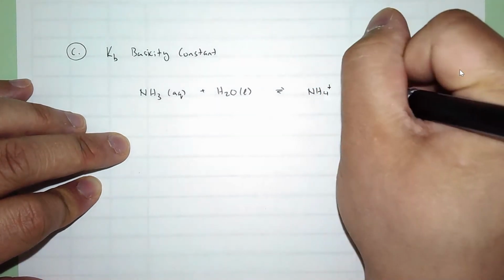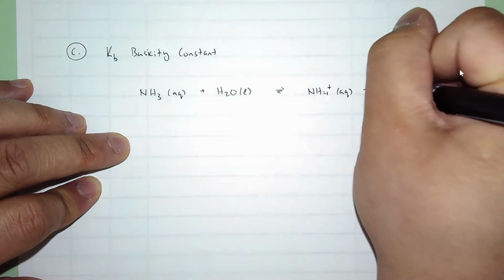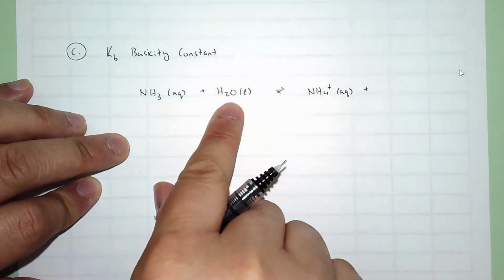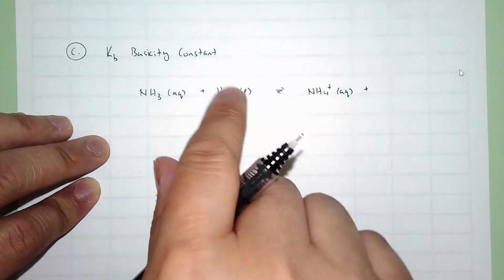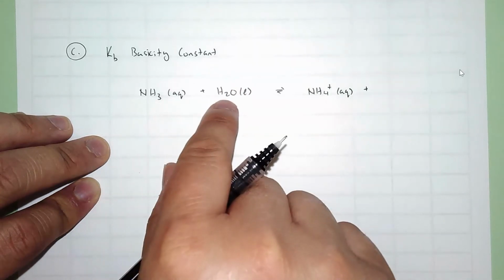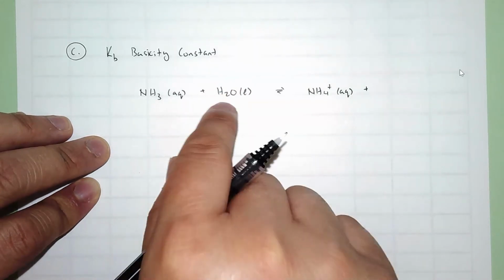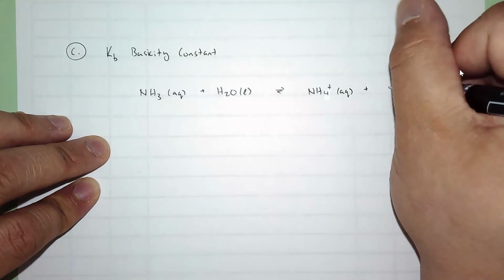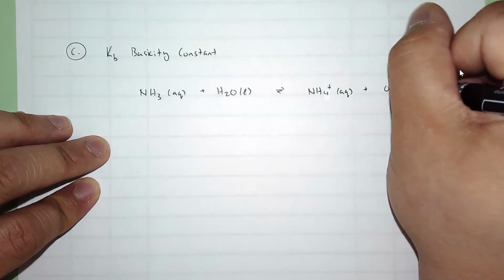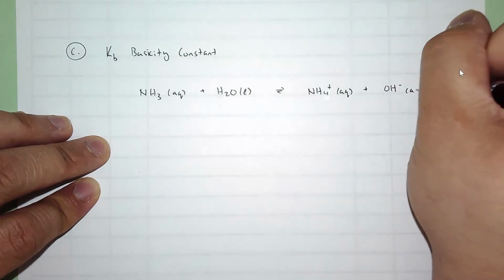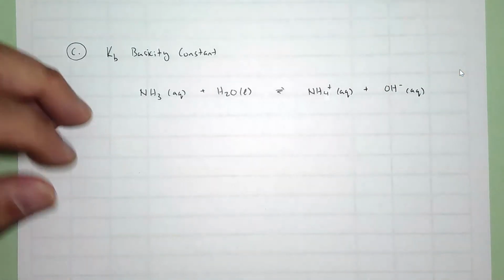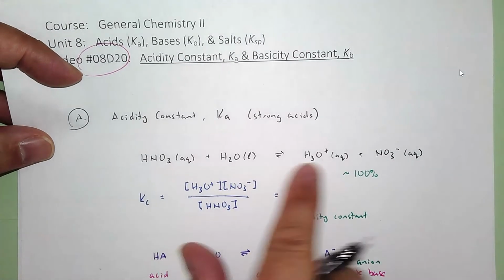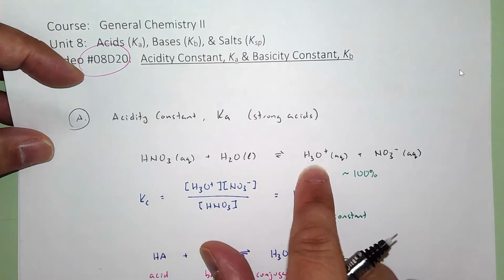NH4 plus aqueous plus what? Now we don't have H3O plus. Water is now the base. Oh, sorry, water is now the acid. It donated its hydrogen or its proton, and we get OH minus. See the difference? We're not getting hydronium anymore.